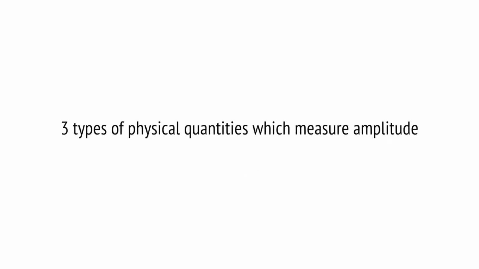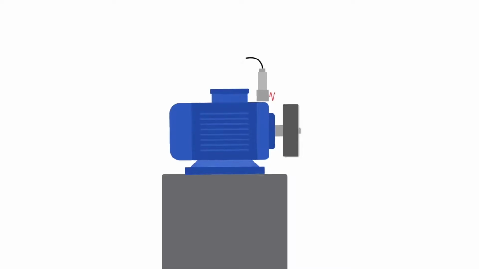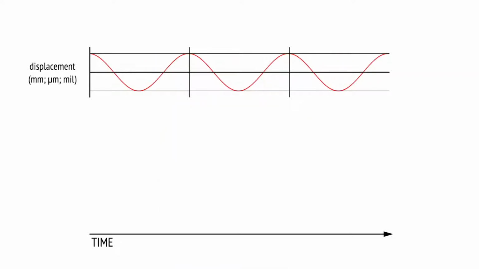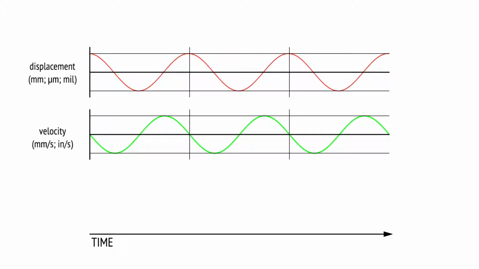Amplitude can be measured or displayed in three types of physical quantities, as you know from previous videos: displacement, velocity, and acceleration. Displacement means the distance between the stable and extreme position. It tells us how far the measured point is moving. The units are millimeters, micrometers, or thousandths of an inch, or mils if you prefer. Velocity is the rate of change of a distance, displacement, with respect to time. It tells us how fast a measured point is moving. Units are millimeters per second, or inches per second. The highest speed is in the middle of the movement.